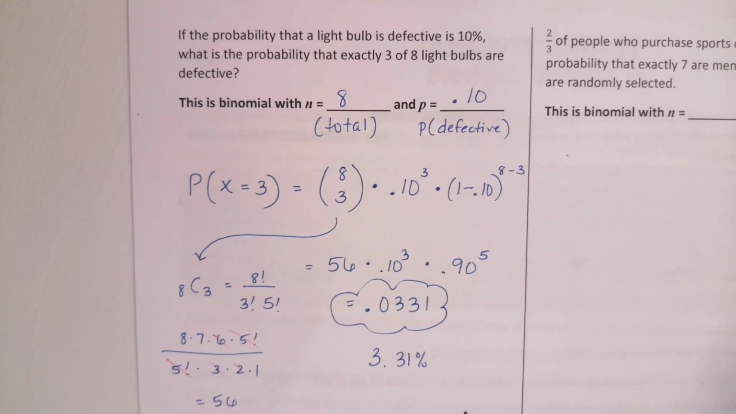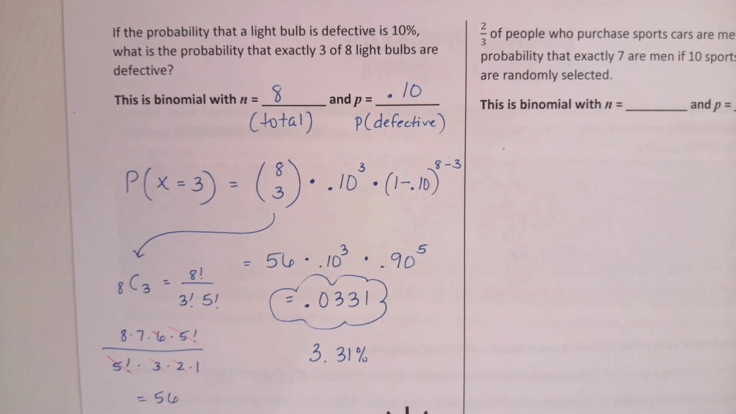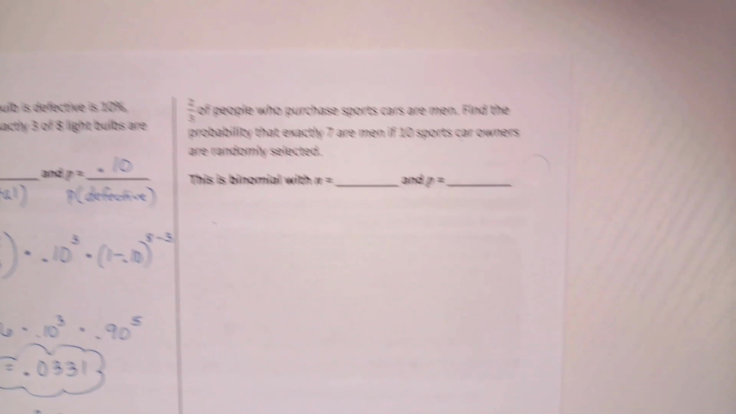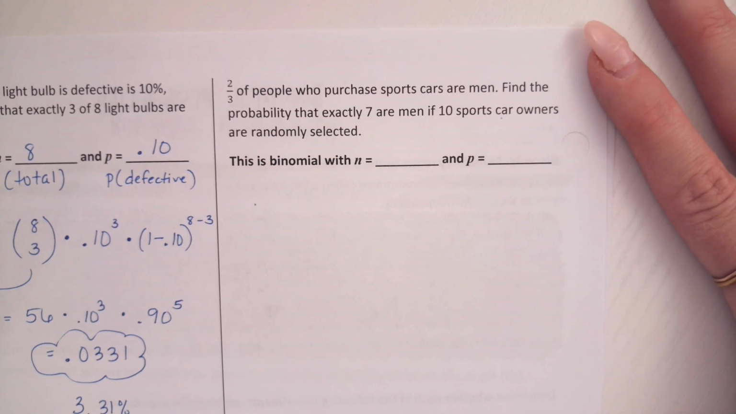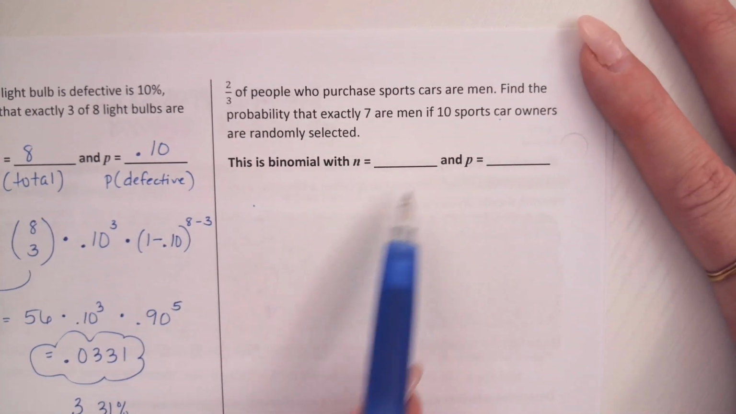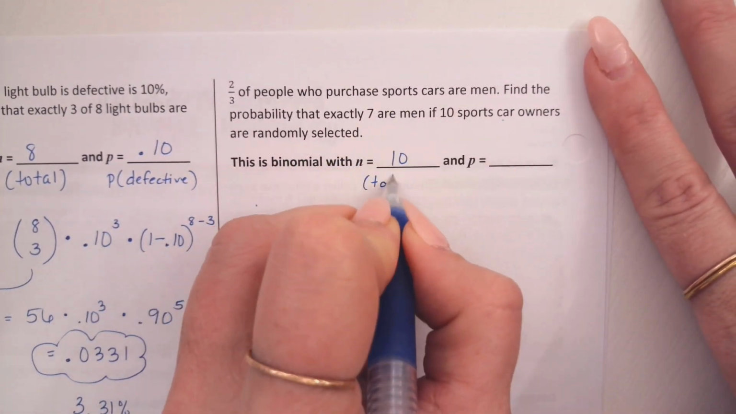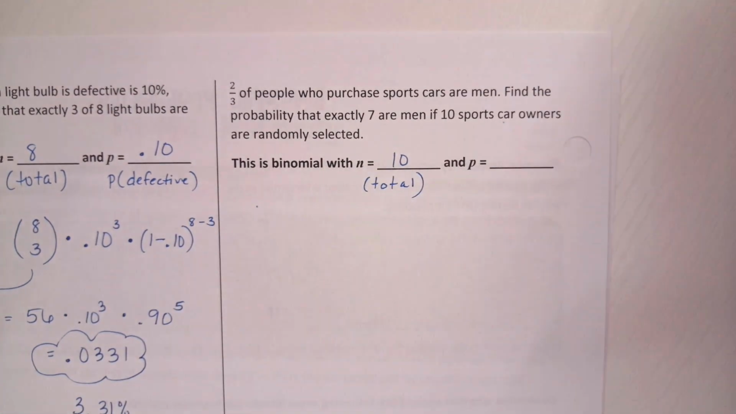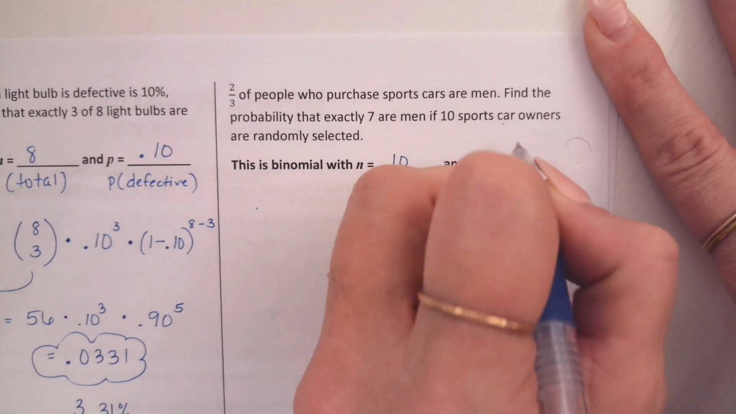All right, anyone working ahead on the next one? Anyone notice what's different? Right, your percent is given to you as a fraction, specifically a fraction that you can't use a decimal with, so you're forced to use the fraction. 2/3 of the people who purchase sports cars are men. Find the probability that exactly 7 are men if 10 sports car owners are randomly selected. So this would be a binomial experiment with how many total trials? 10. The probability of selecting a man sports car owner is how much? 2/3. Very good.